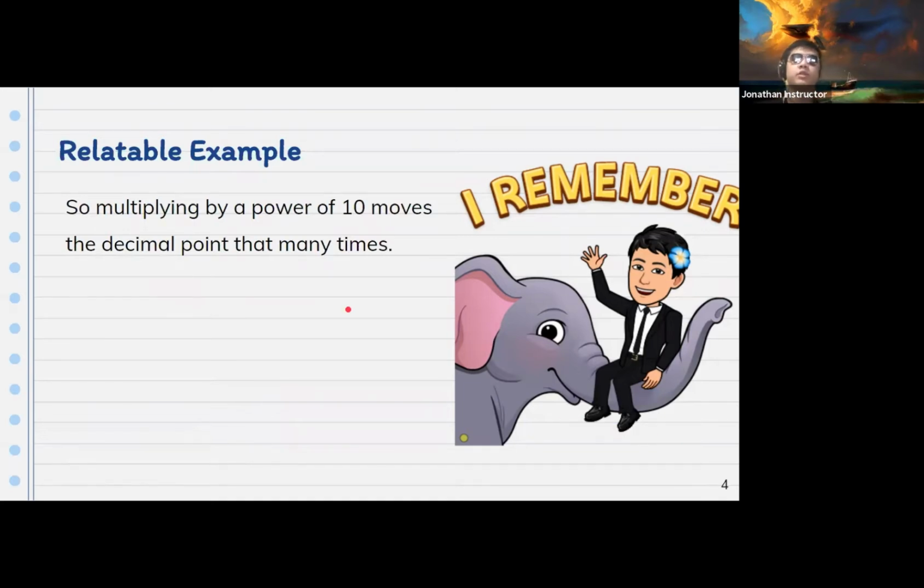You move the decimal point to the right. So what do we do with that? The opposite for the powers of 10 is also true. So what do I mean by the opposite? Also, my screen might be lagging a little bit. So yeah, the opposite. What does that mean?